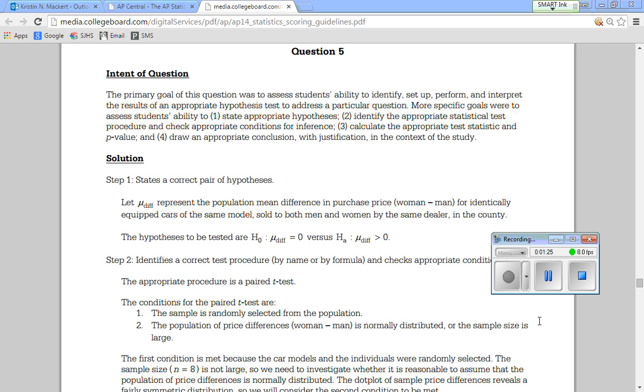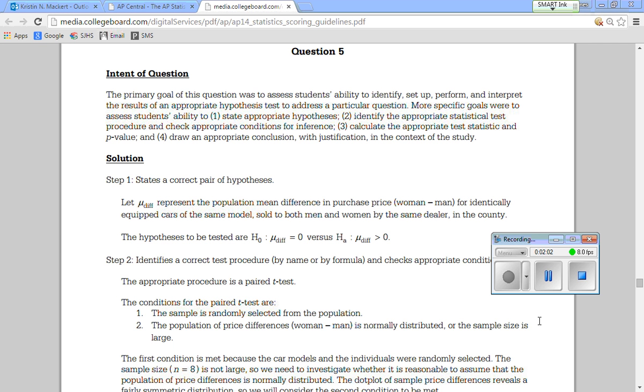Interestingly enough, if I remember correctly, because it has been a full year since I've looked at this question, even if you didn't do the correct test, you could still get partial credit on this question. It depends on how the grading rubric was broken down. But the primary goal was to set up and perform the correct test, which was a matched pairs t-test. They're looking for you to state the appropriate hypotheses and the test procedure. Did you name your test? Did you say matched pairs t-test on your answer? Because identifying the test is usually part of the grading rubric.